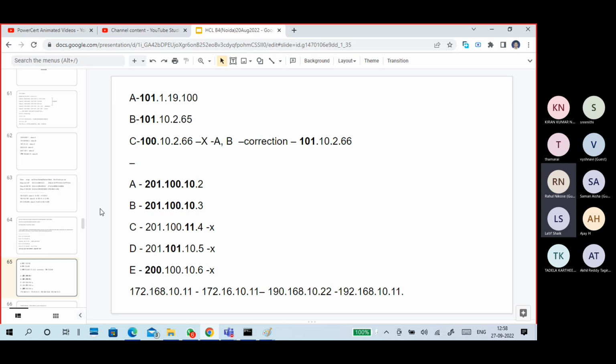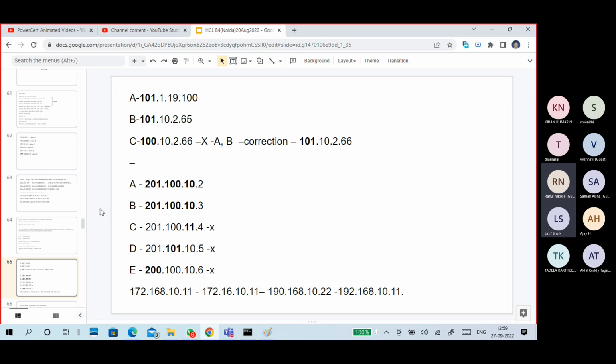Same goes here. PC A and PC B will both communicate with each other because their network portion is 101. PC C cannot communicate because the network portion is different. PC A and PC B again, their network portion is the same, 201, 100, 100, 10.